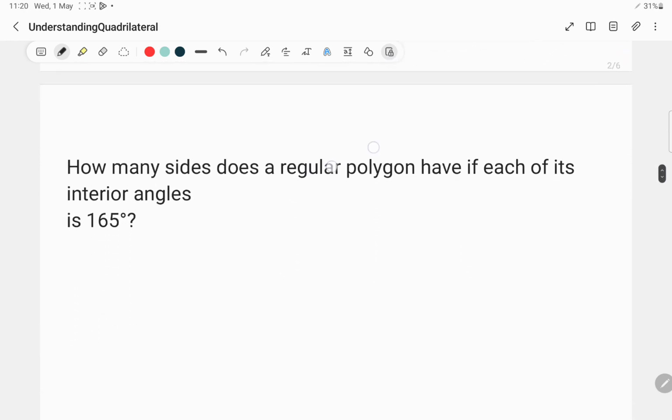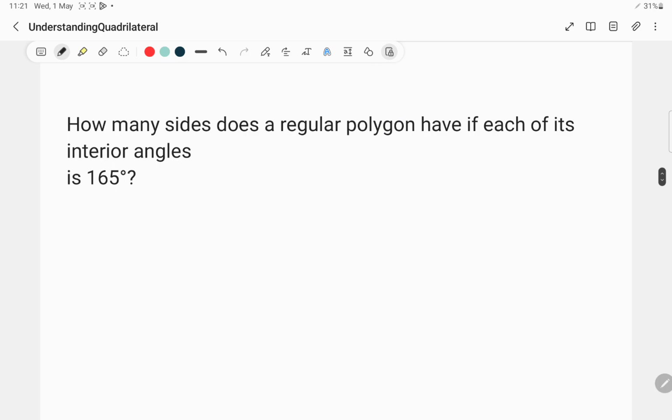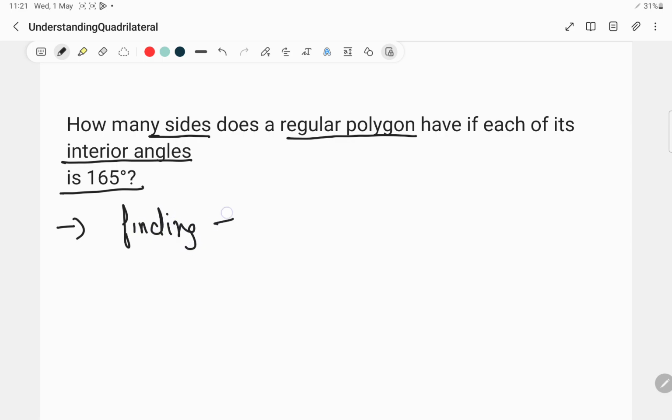Now moving on to question number 4. It is again similar. We have to find the number of sides of a regular polygon if each of its interior angles is 165 degrees. In the previous questions, the exterior angle measure was given to us, but here we are given the interior angle. So the first step in this question will be finding the exterior angle. How will we find it?